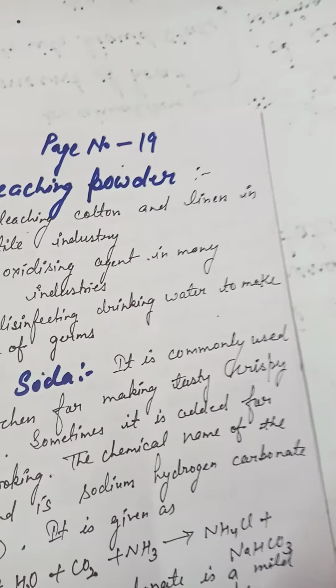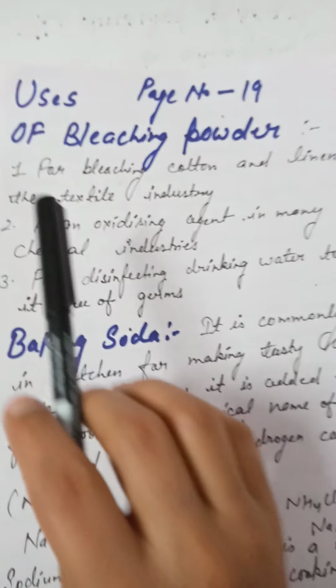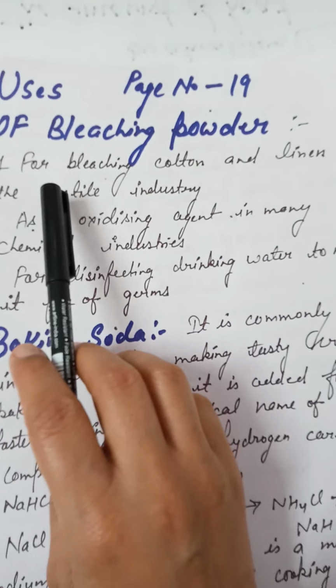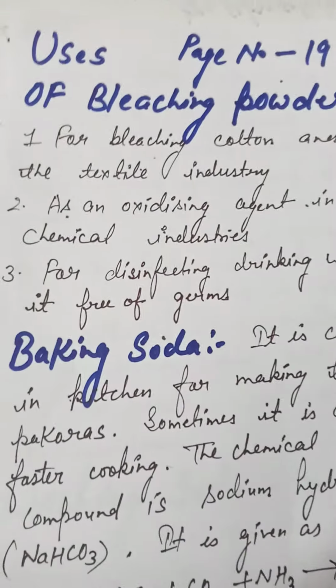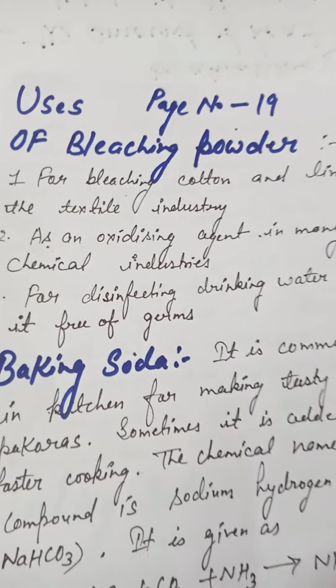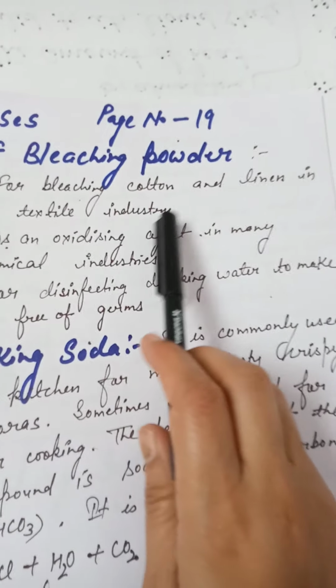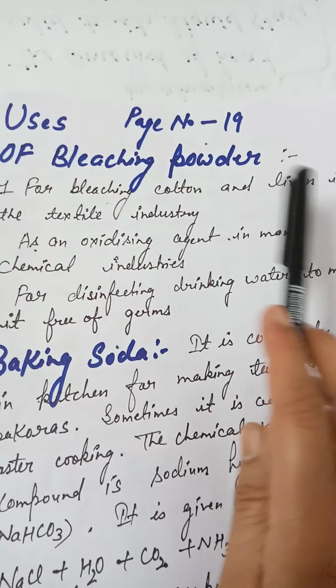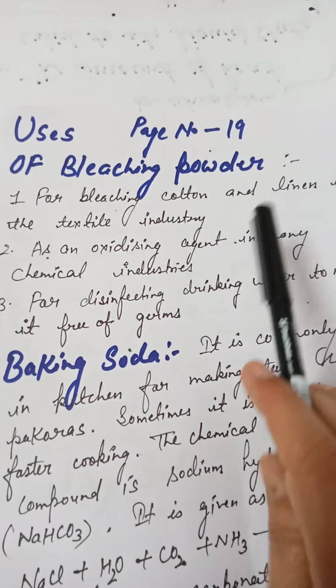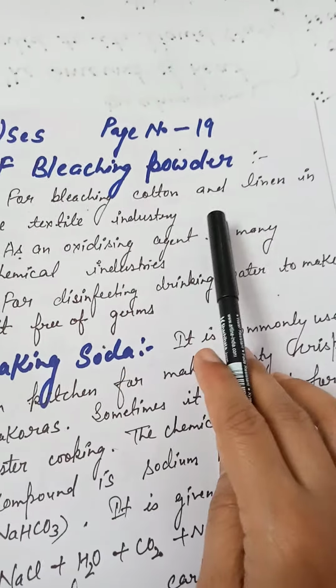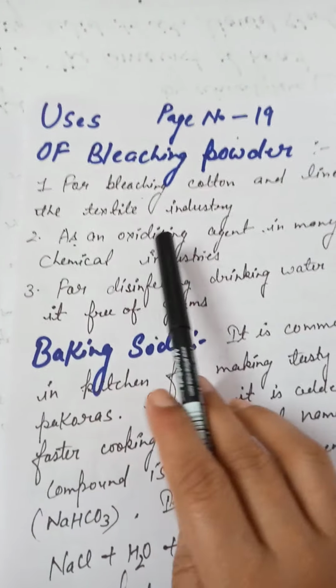Now the uses of bleaching powder. We have different uses of bleaching powder. The first use is for bleaching cotton and linen in the textile industry. These are the fabrics used in the textile industry, so we use bleaching powder for cotton and linen.